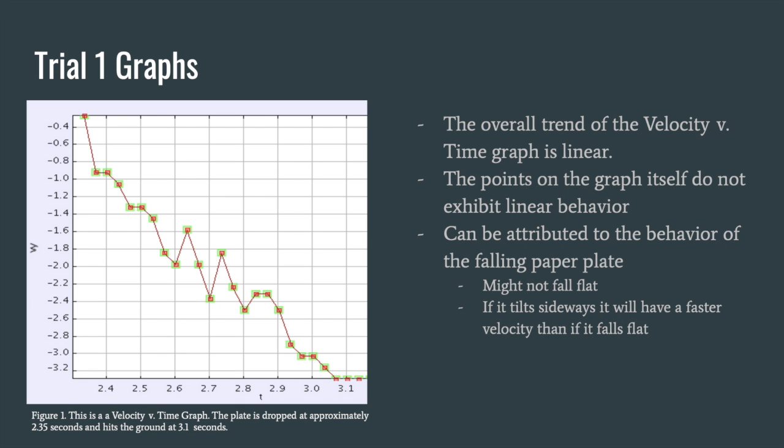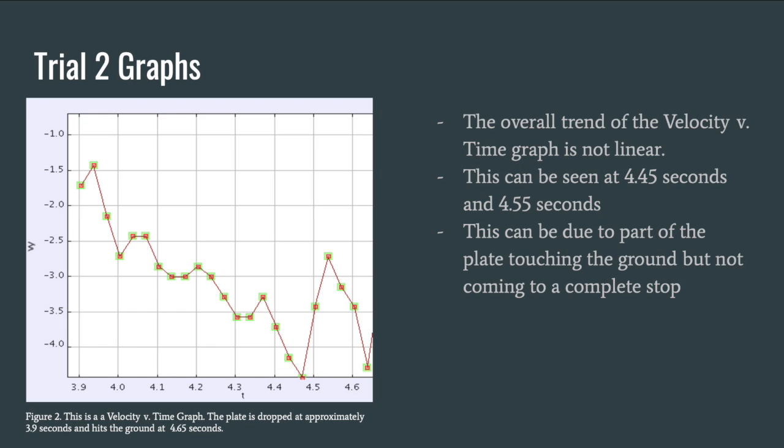Trial 1 is of the plate with the mass of 19.21 grams, and the overall trend of the velocity versus time graph is linear. The points on the graph itself do not exhibit a linear behavior, though. As you can see, some of the points go up and down, and this can be attributed to the behavior of the falling paper plate. It might not have fallen flat, and when it tilts sideways, it's going to have a faster velocity than if it falls flat.